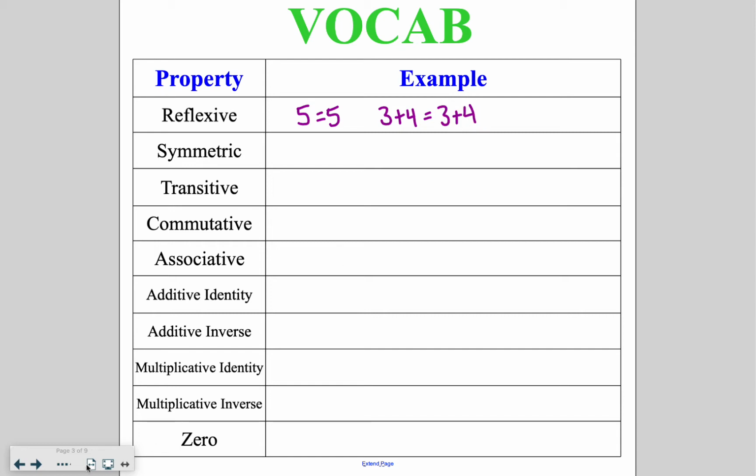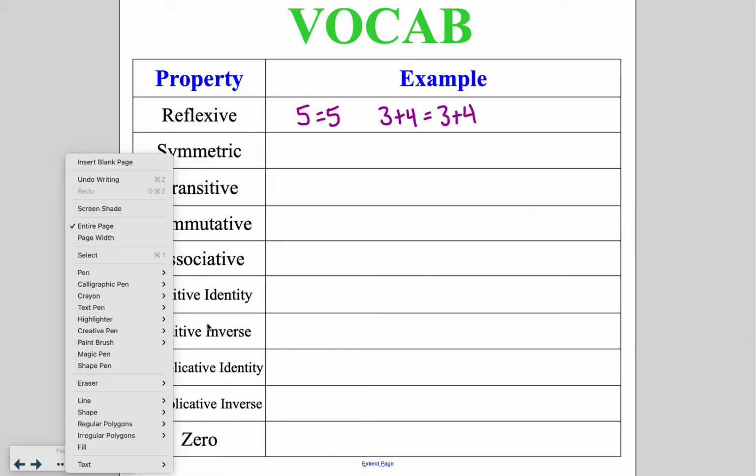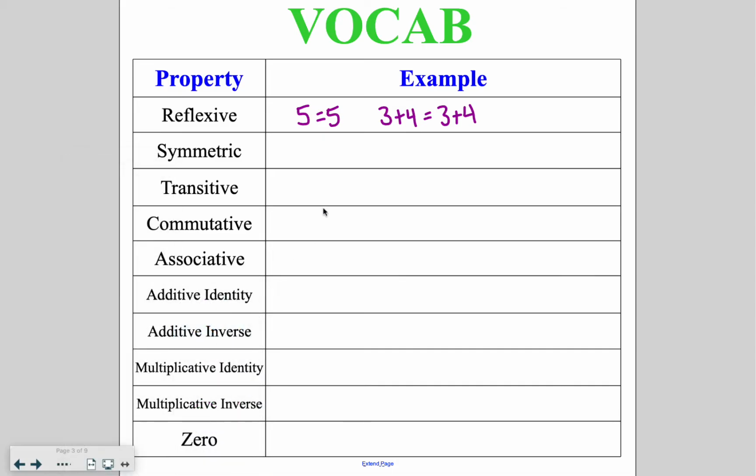The next property is the symmetric property. This property allows you to change what is on the left side and the right side of the equal sign. So for example, if I have 3 plus 4 is equal to 7, I can flip the left and the right sides to say that 7 is equal to 3 plus 4. So we simply switched what was on the left side of the equal sign with what was on the right side of the equal sign.